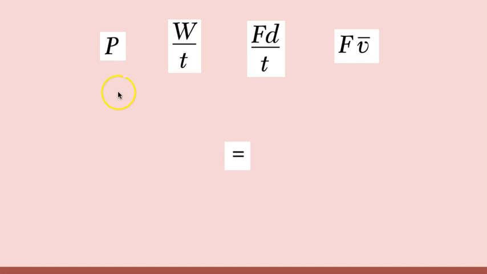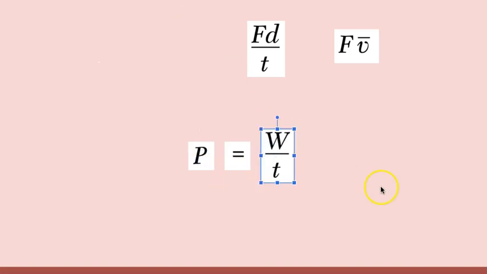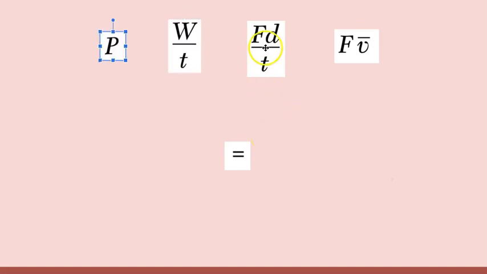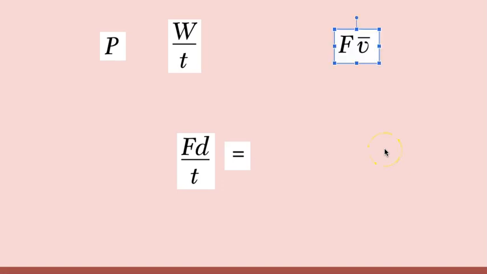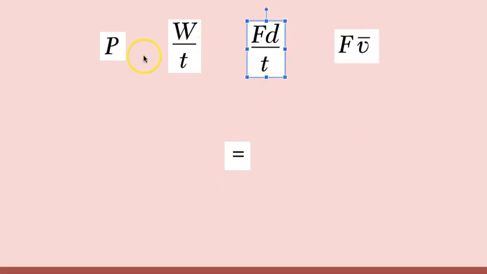So I can break it down into these 4 different sections, and basically I can set any of these 2 sections equal to each other. So I might have a formula that says P equals W over T. That's a formula that I can make with that longer, more drawn out formula. I could make a formula that says FD over T equals FV, and that would also be true. And it doesn't have to just be the ones that are next to each other.